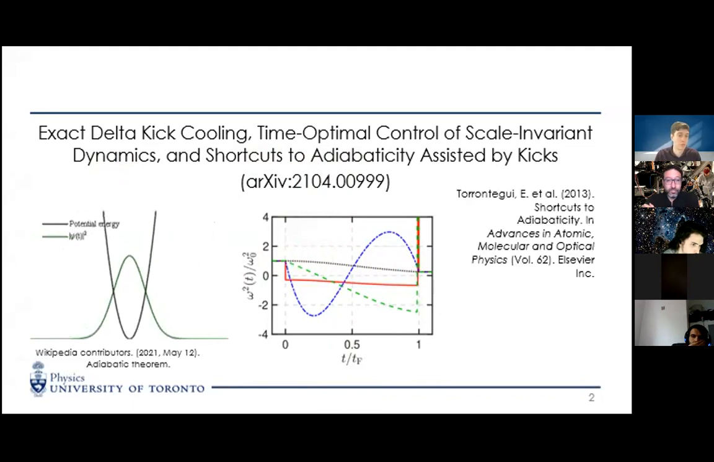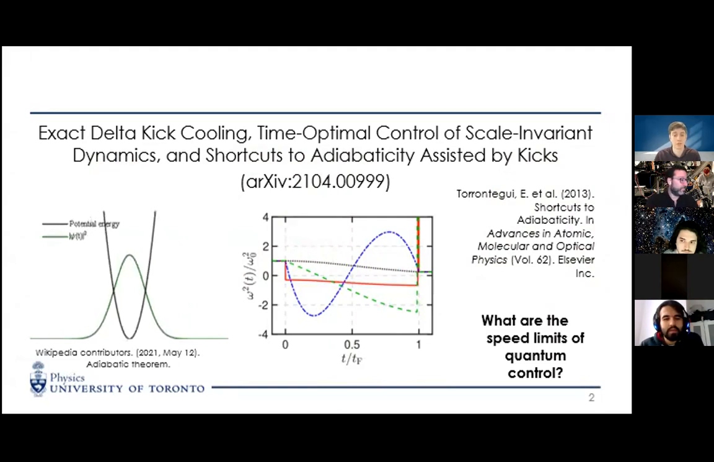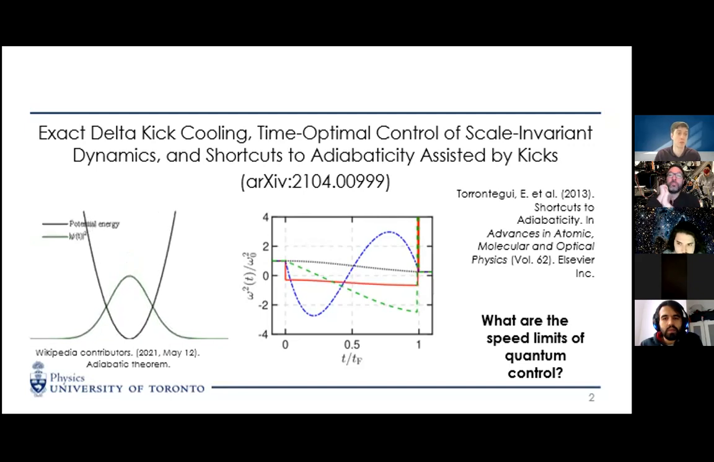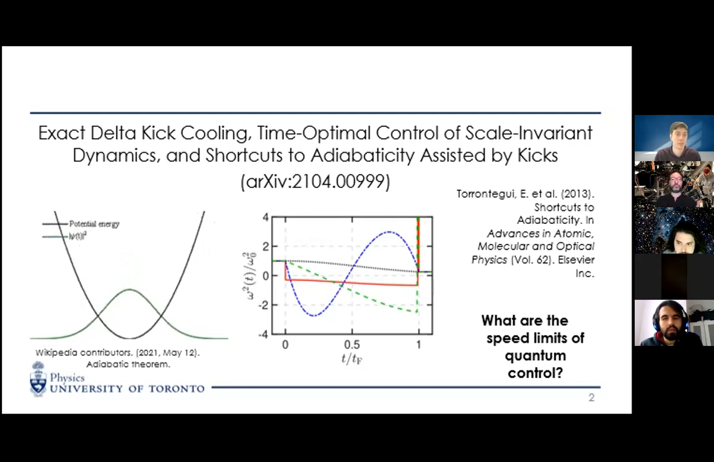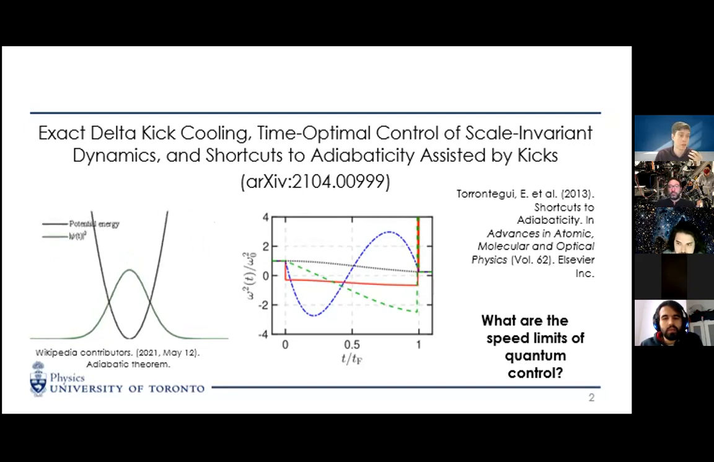So another motivation for this work was understanding how delta-kick cooling relates to other shortcuts to adiabaticity. If you're interested in a review article, I would suggest this one here. And in the field of shortcuts to adiabaticity, a big question is, what are the optimal protocols? What are the speed limits that limit how quickly I can transition my system from one eigenstate of an initial Hamiltonian to a different eigenstate of a final Hamiltonian?